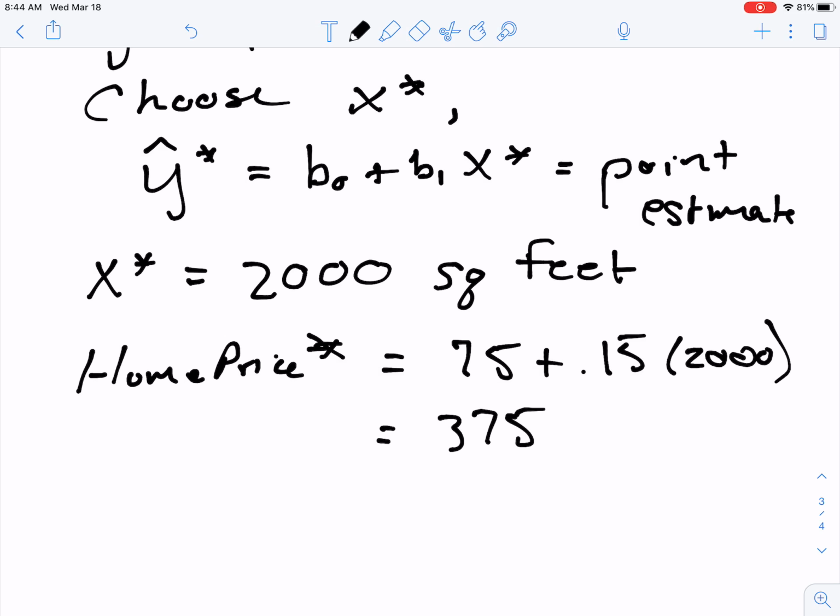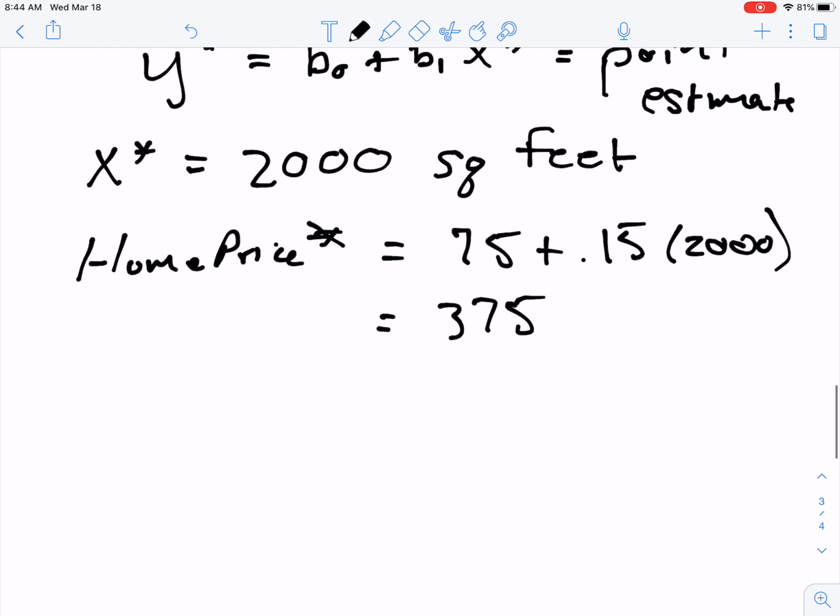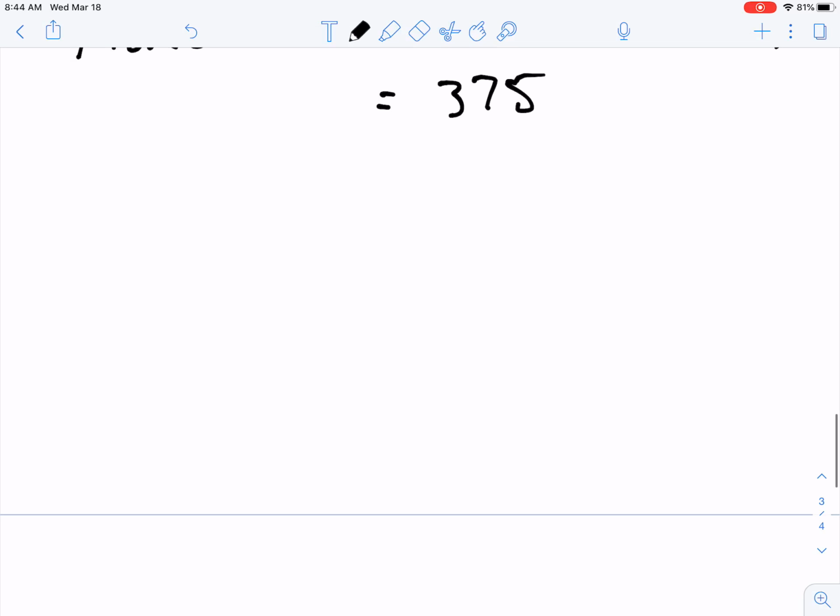Our point estimate of the home price given our sample equation is $375,000. Now that's just a point estimate. We don't know how spread out our values are around the regression line. Maybe that's a really bad estimate because we have a really noisy data set. Or maybe that's a really good estimate because we have a really, really strong, tight relationship between square feet and home values. So the point estimate is pretty easy. Just plug in the value of x that you are interested in getting the value of y for. Your equation will spit out the point estimate.